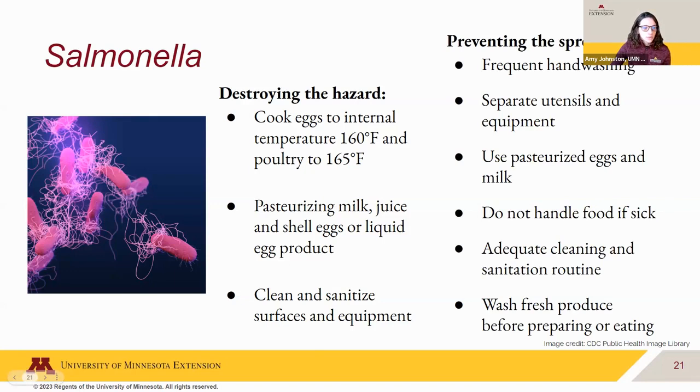To minimize the risk of foodborne illness or the spread of the bacteria, use many of the same strategies we've already discussed. Additionally, prevent that cross-contamination by using separate clean utensils and equipment when preparing or processing foods. If you're preparing foods that contain eggs but do not require cooking, use pasteurized eggs. So this would include things like hollandaise sauce, Caesar dressings, some homemade ice creams, mayonnaise, and even some frostings.